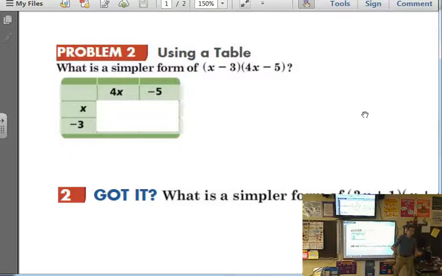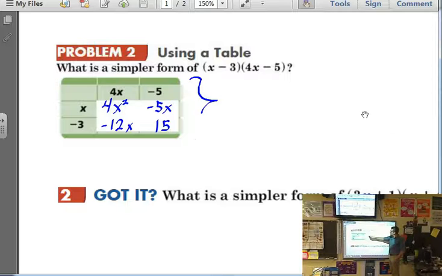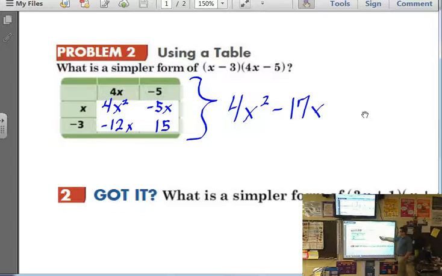We're essentially foiling here. So if I look at the products of x and 4x, what do I get? 4x squared. When I look at negative 5 and x, negative 5x. 4x and negative 3, negative 12x, and a negative 5 and a negative 3, positive 15. So when we go to clean this up, we get 4x squared minus 17x and a positive 15. Same exact thing we'd get from a FOIL.